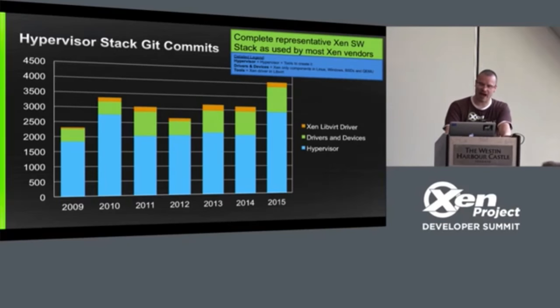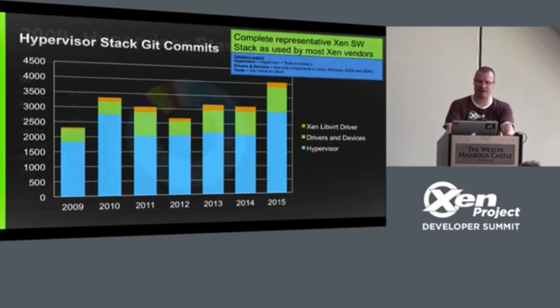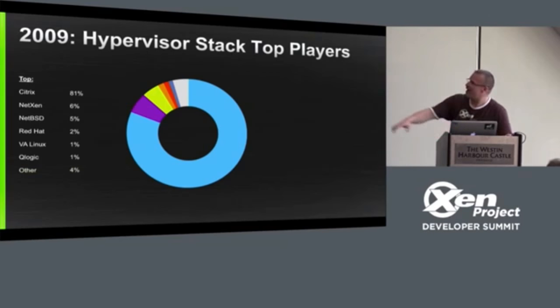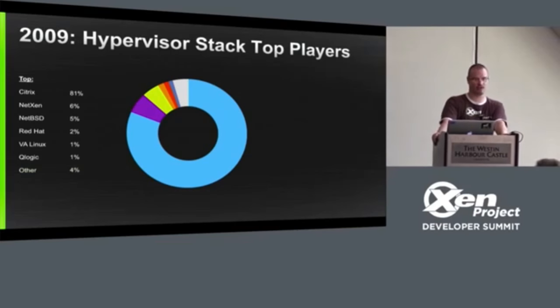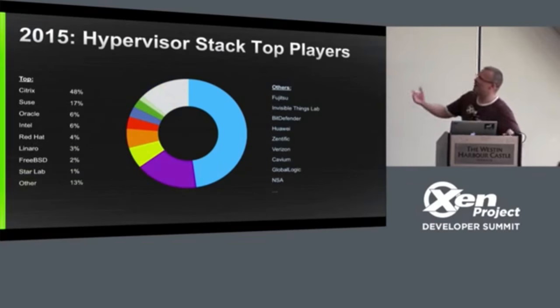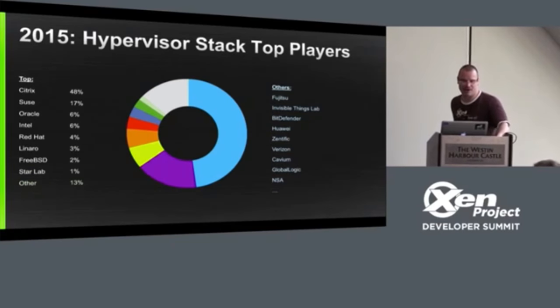So then I kind of wanted to look at really how balanced is our community. Are we becoming more diverse? Are we becoming less diverse, and so on and so forth? And that was really interesting. If you look at the distribution of where the major changes came from in 2009, 80% of all the changes in 2009 came from Citrix, right? And then there were very few other major contributors to the project. In 2015, this already looks very different, right?